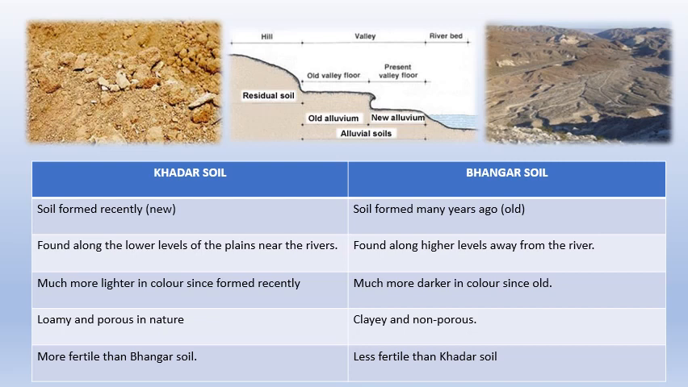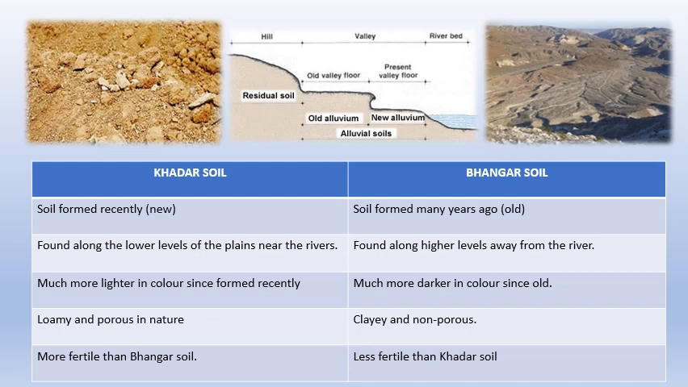That is called loamy. It is loamy and it is porous. While Bhangar soil, because it is old, it has become clay and sticky and it is non-porous. It cannot absorb a lot of water. Because Khadar soil is porous and loamy, it is much more fertile and can support a lot of crops. So it is more fertile.